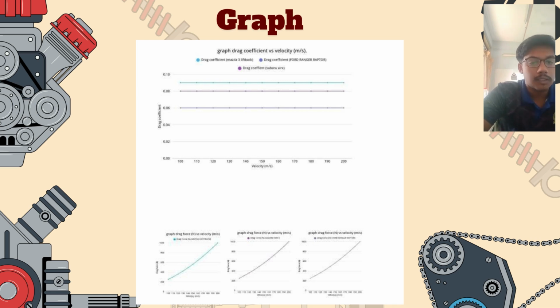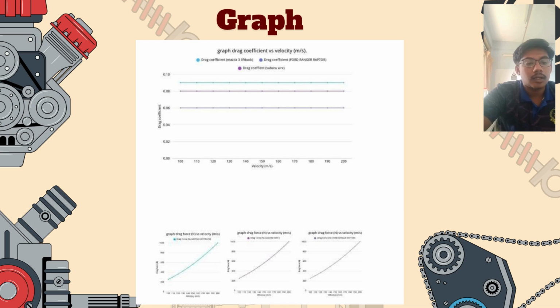Okay, let me explain the colors. For the color blue, this is the drag coefficient of Mazda 3 liftback. For dark blue, okay, the drag coefficient of Ford Ranger Raptor. In the middle is light purple. The light purple is actually the drag coefficient of Subaru WRX.